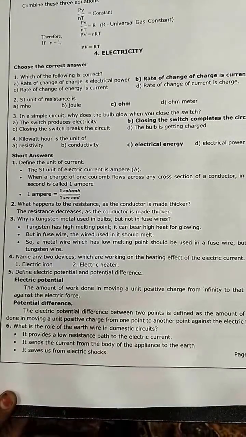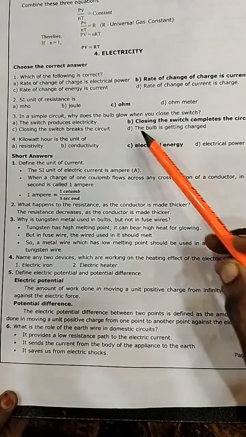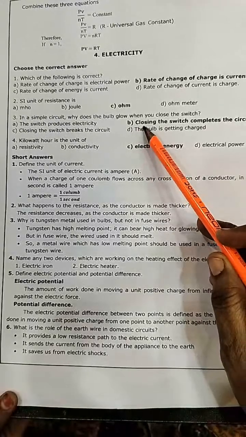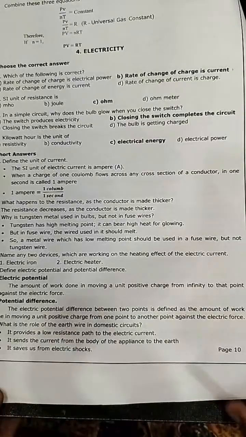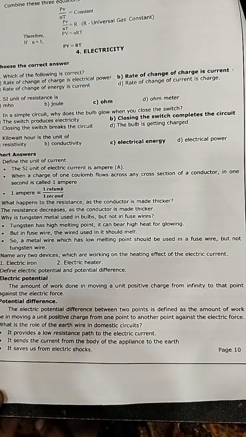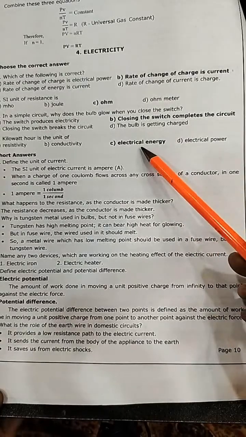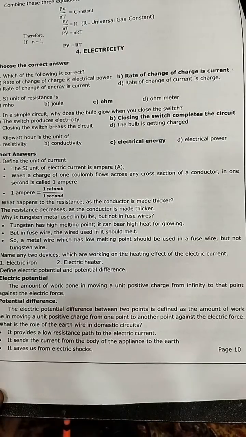In a simple circuit, why does the bulb glow when you close the switch? அதுக்கு option B is the right answer. Closing the switch completes the circuit. Fourth question, kilowatt hour is the unit of option C, electrical energy.